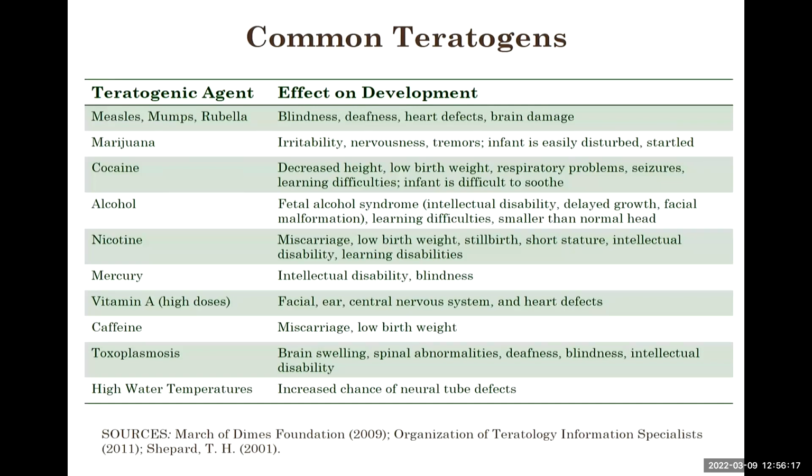Nicotine, bad, don't smoke. It can actually cause miscarriage. Mercury is another big one. Mercury in thermometers, right? Mercury is a poison. They don't even allow it in Finland anymore. Another thing you don't want to be exposed to: high doses of vitamin A can cause heart defects. Not good. Even caffeine can be problematic. You should cut back on your caffeine intake when you're pregnant.